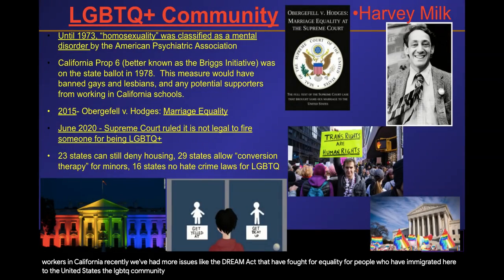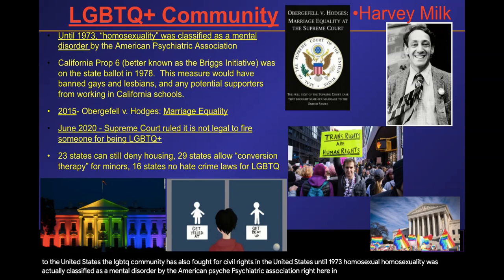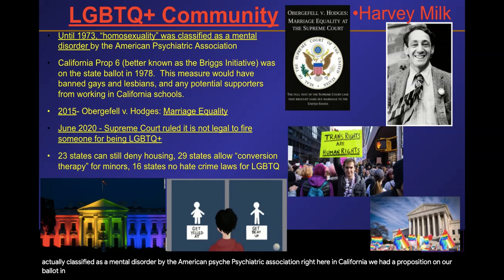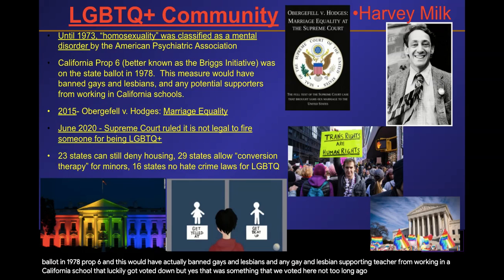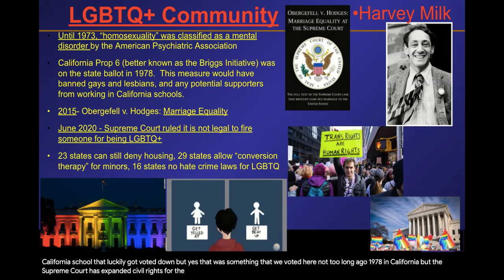The LGBTQ community has also fought for civil rights in the United States. Until 1973, homosexuality was actually classified as a mental disorder by the American Psychiatric Association. Right here in California, we had a proposition on our ballot in 1978, Prop 6, and this would have actually banned gays and lesbians and any gay and lesbian supporting teacher from working in a California school. That luckily got voted down, but yes, that was something that we voted here not too long ago, 1978 in California. But the Supreme Court has expanded civil rights for the LGBTQ community.